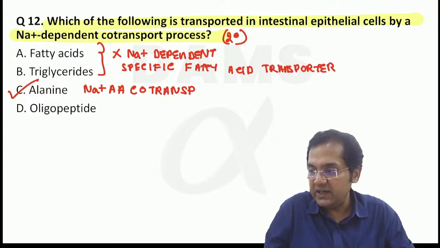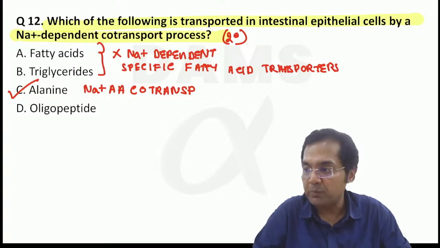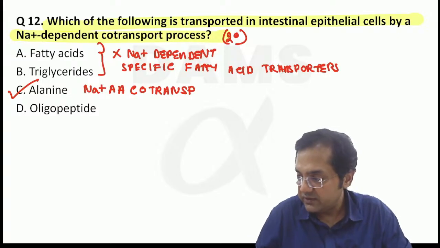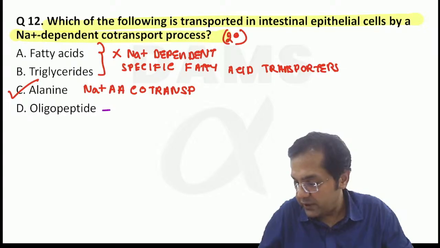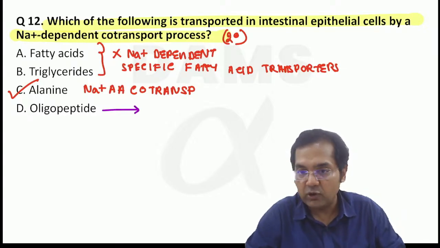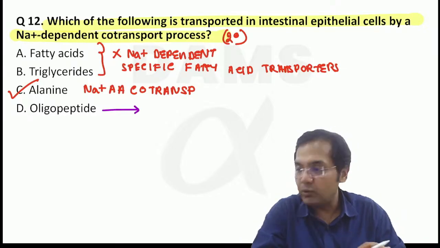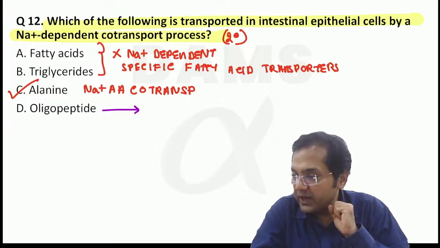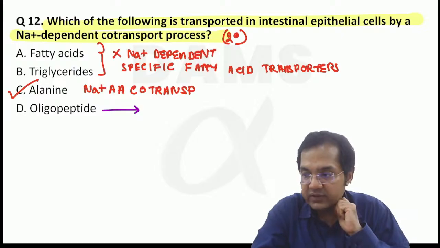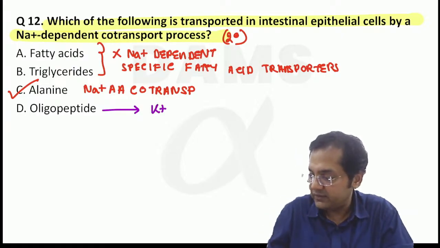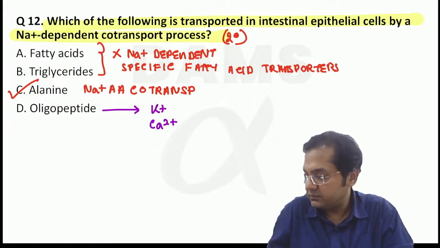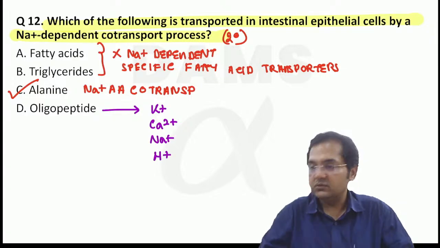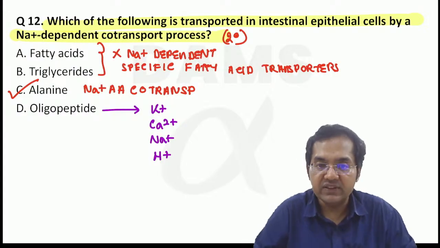Can you tell me the answer to the last one? Oligopeptide requires which ion? Separate question. Oligopeptide, yes, that is the spirit, Dr. MS. Good. Oligopeptide requires which ion? You want choices? Okay, potassium, calcium, sodium, hydrogen. Oligopeptide requires which ion?